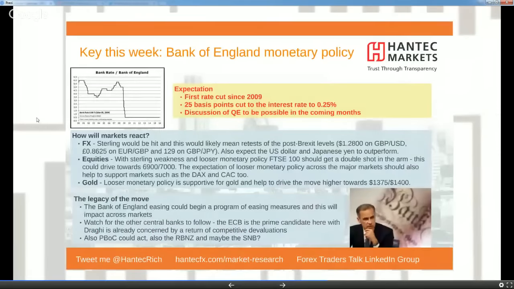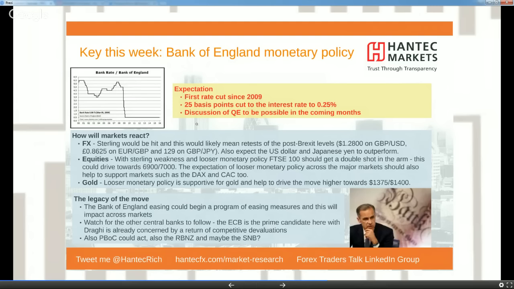So what are we looking for from tomorrow for Bank of England? Well, again, markets are pretty much firmly pricing in a 25 basis point rate cut to 0.25. That would be the first rate cut since 2009, as you can see here in the small chart. I hope you can see it. The Bank of England has kept the same headline monetary policy for the past six or seven years, and no move on rates in that time.